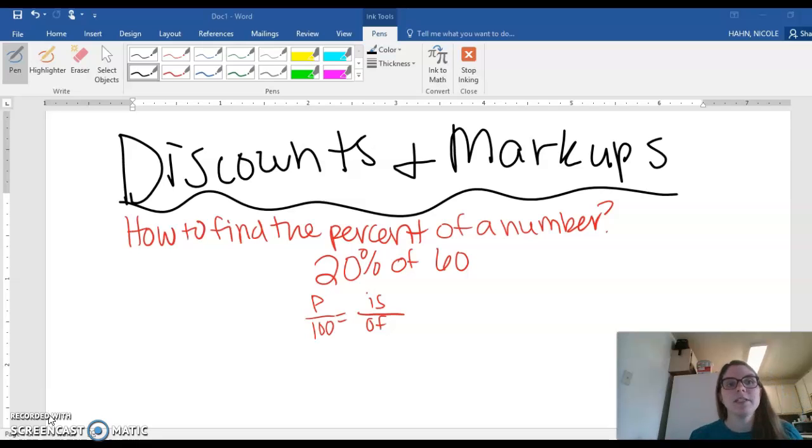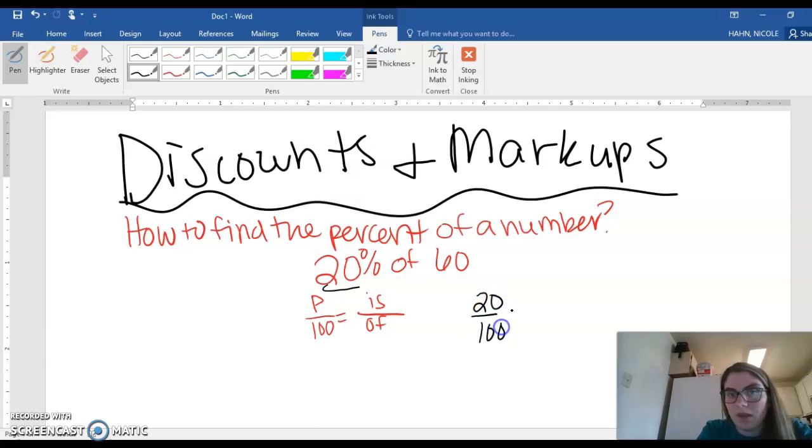So the next thing I want to touch on is how to find the percent of a number. This is something that was just in our last section when we talked about percent proportions. If I want to know what 20% of 60 is, the old way that we used to do it is percent over 100 equals is over of. So I know that this is my percent, so I'm going to have 20 over 100 equals, and then 60 is my of, so that goes on the bottom, and then I have x on top.